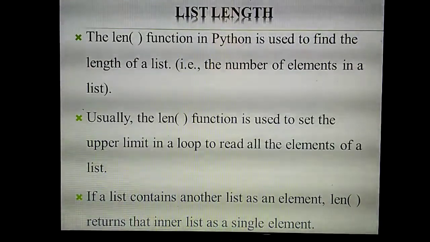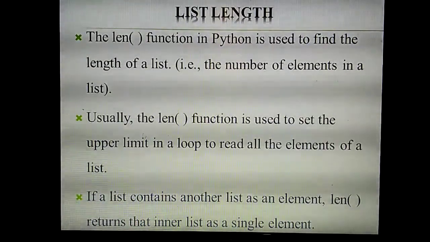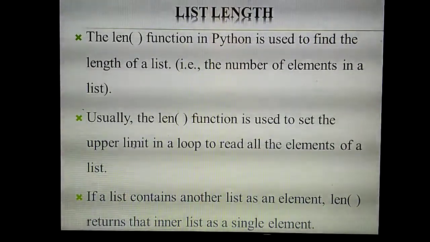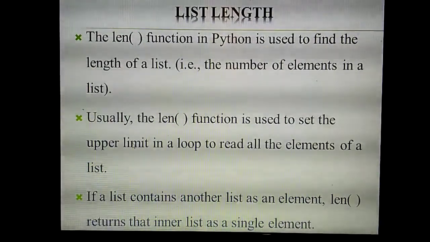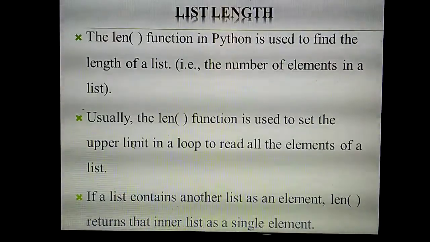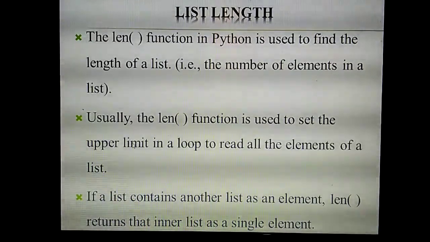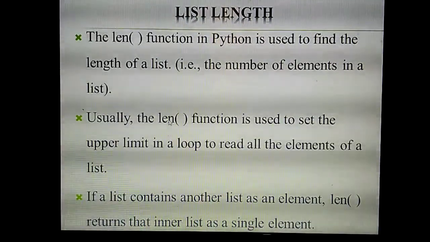So it is always used as the upper limit in a loop. Upper limit means the last value, that is, the highest value. Index 0, 1, 2, 3, 4, 5, 6, 8. For example, with 8 elements the last, highest value is the upper limit. That value it will return as output.